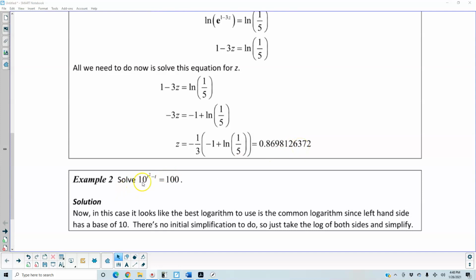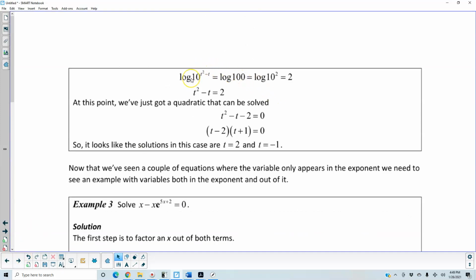Example 2, we're going to solve 10 to the t squared minus t, which is equal to 100. Now, in this case, it looks like the best logarithm to use is the common logarithm. Since the left-hand side has a base of 10, there's no initial simplification to do, so just take the log of both sides and simplify.